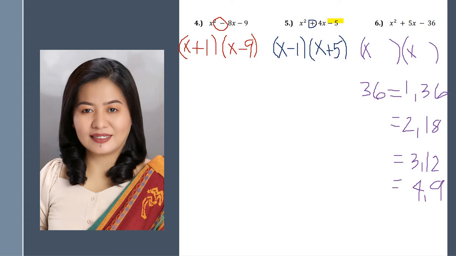Looking at 4 and 9, if we subtract 4 and 9, it will give us 5. So we'll be using 4 and 9. Again, you will have different signs because the last term is negative but the middle term is positive, so we give the positive sign to the bigger number. So x minus 4 times x plus 9.